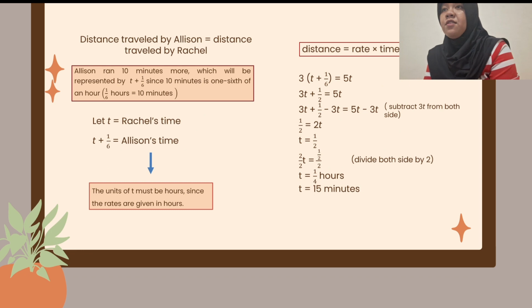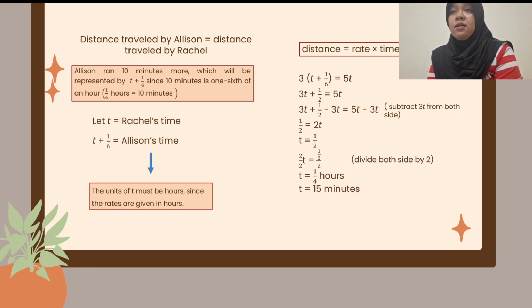Okay, the distance traveled by Allison equals the distance traveled by Rachel. Allison ran 10 minutes more, which will be represented by t plus 1/6, since 10 minutes is 1/6 of an hour. So let t be Rachel's time, and t plus 1/6 is Allison's time. The units of t must be hours since the rates are given in hours. Okay, this is the formula: distance is rate times time.